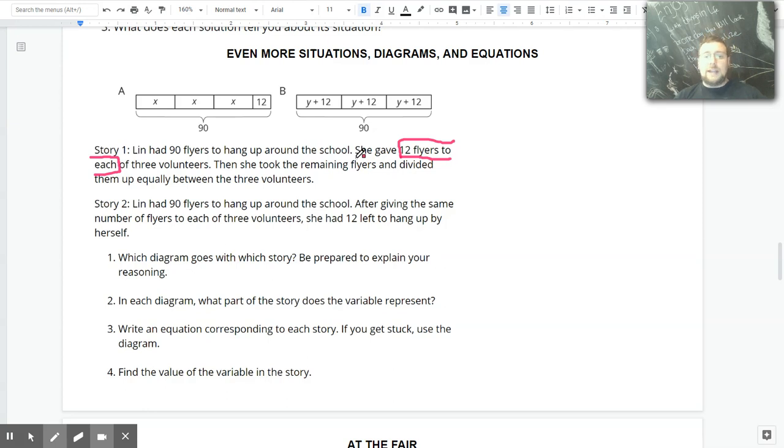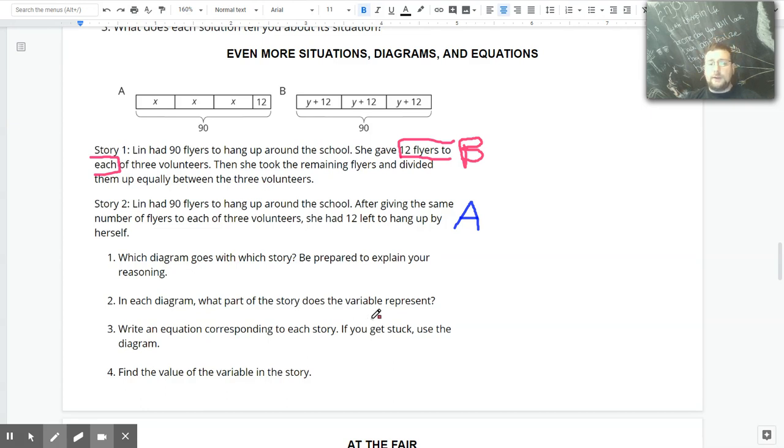Second story: Lynn has 90 flyers to hang up around school, and after giving the same number of flyers to each of the 3 volunteers, she had 12 flyers left to hang herself. Now notice the word each is still there, but it's not attached directly to a number. And you have 12 flyers left total at the end, not to each person. So I'm going to go ahead and say that this refers more to A, and that B is what's actually referring to this story right there.